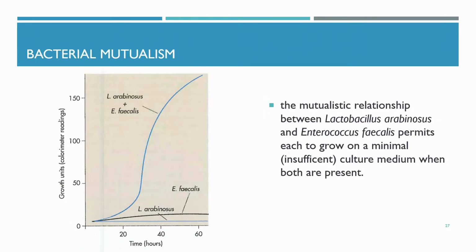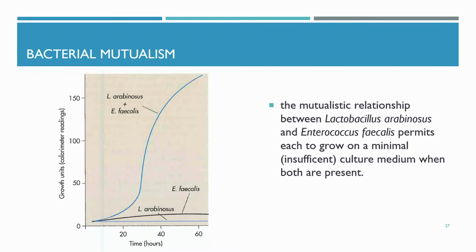So to give you an example of bacterial mutualism, this is a growth curve. On the x-axis here, we have time in hours. On the y-axis, it's just an arbitrary growth unit. Here we're looking at two different microbes that exist in your gut actually: Lactobacillus aeruginosus and Enterococcus faecalis.